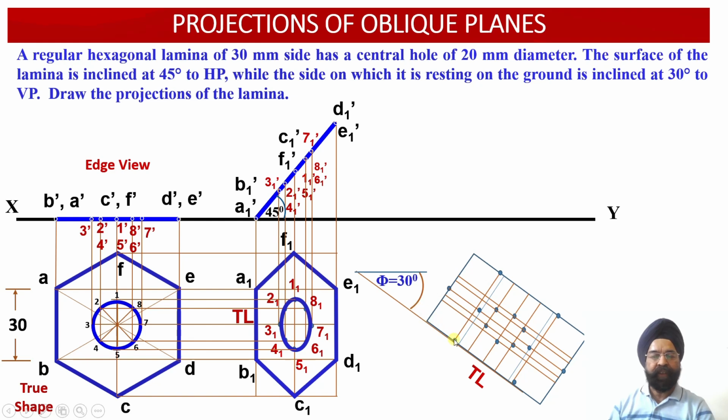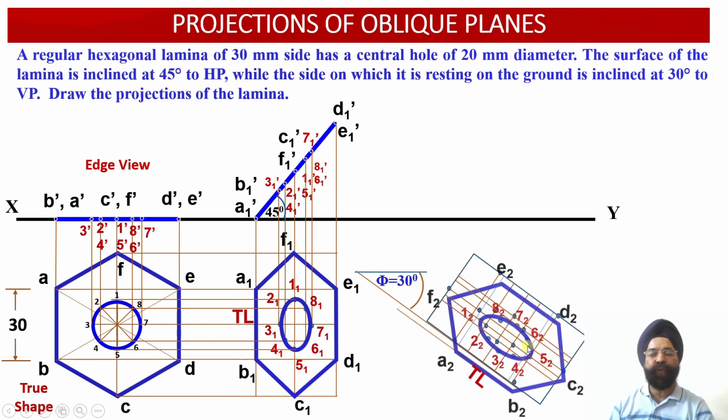We can check one point, this will locate A1. The second point, this distance will locate B1. Similarly, this distance will locate D1 over here. This distance will locate E1, this distance will locate F1, and this distance over here will locate C1. Similarly, the internal points corresponding to this ellipse will also be located in this transformed figure.